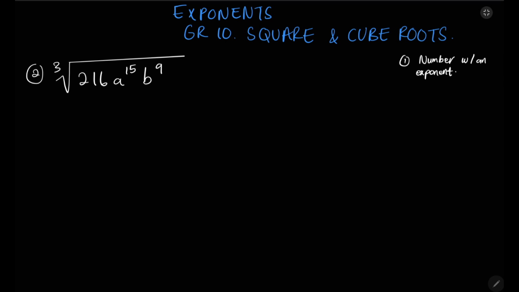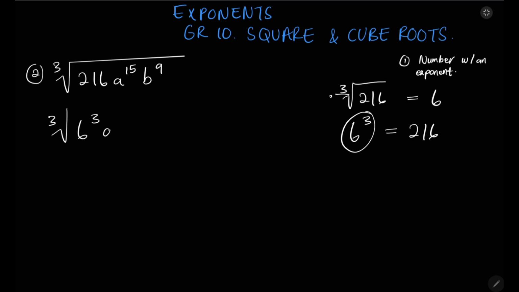Okay? The first step, you have to write our number as an exponent. So we have 216. What is the cube root of 216? Verify with the calculator. You'll get 6. So that means you may write this as 6 to the power 3. What is 6 cubed? 216. Again, verify with the calculator whenever you do these steps. So we may rewrite this entire thing as, we have our cube root, 6 to the power 3, a to the power 15, b to the power 9.